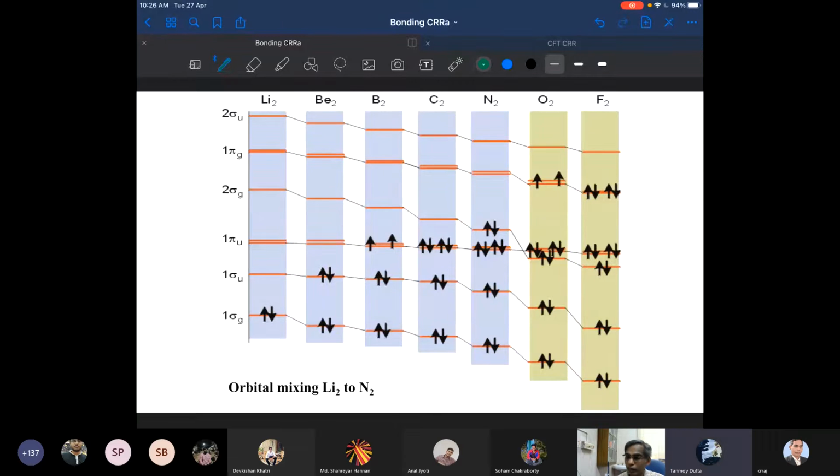My doubt was that when sp mixing was occurring due to the low difference in energy between the s and p orbitals, then after the mixing, why does the energy of the sigma orbital suddenly increase to a high value? That I had doubt in this.